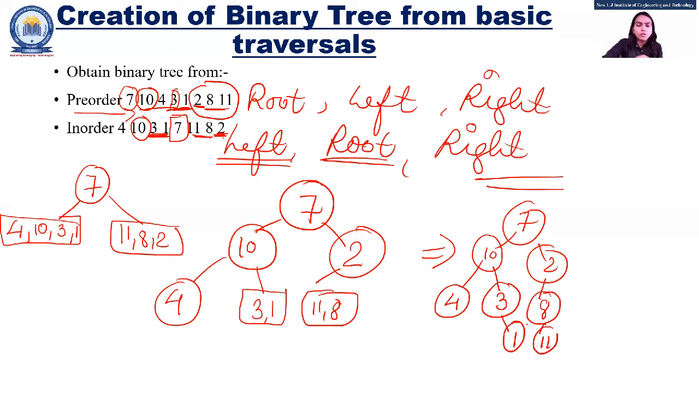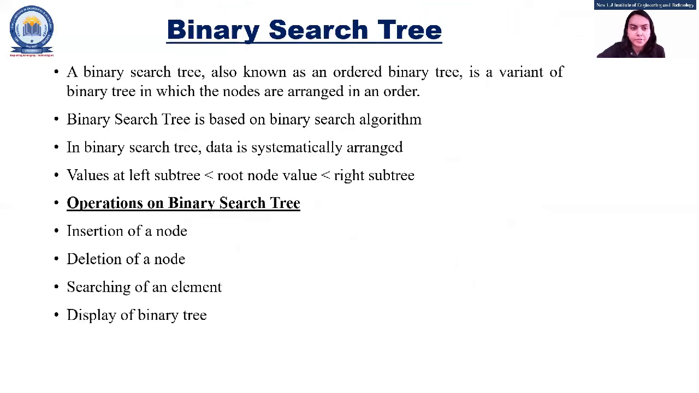Right. So in order to identify what is the root, we will see pre-order. And in order to identify what is all there in the left subtree and right subtree, we will see the in-order traversal. Next is binary search tree.